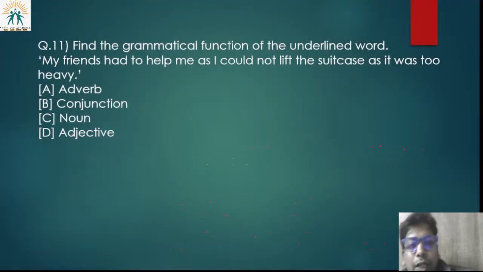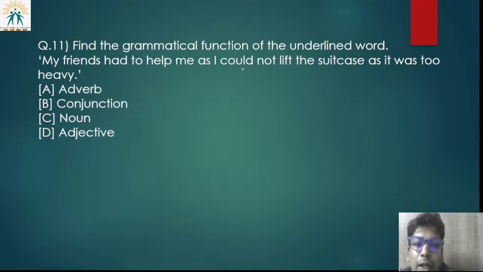Okay, now find the grammatical function of the underlined word. My friends had to help me. Okay, there is no underlined word. When I was doing the PPT, it got left. I kind of left the underlining part. So let's take up a random word here and solve this question.